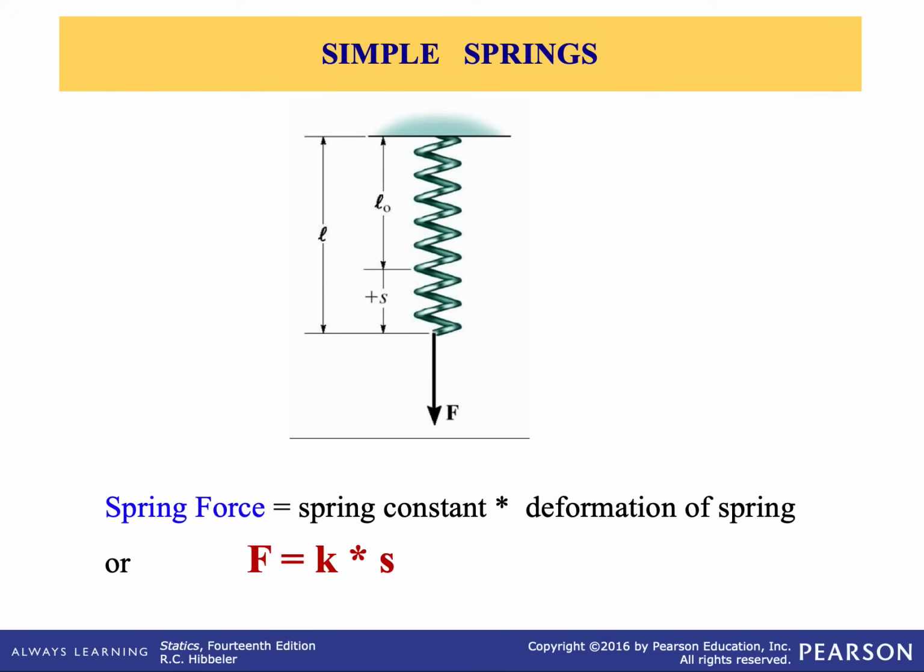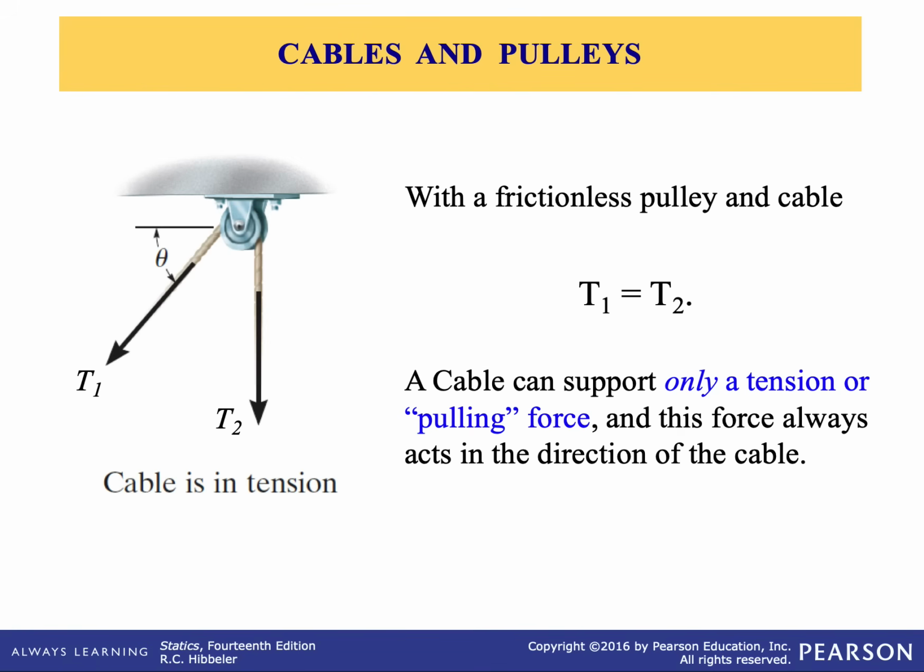Okay, one more thing we need to mention is the frictionless pulley and cables. That's an important concept in analyzing statics problems. So if you have a system like this, and this is the pulley here, a frictionless pulley and cables, we have two tension forces around it on the cables, and T1 and T2 should be equal as long as this is a frictionless pulley. And we're going to use this in a lot of problems. So if you see such a structure, you know that T1 and T2 are equal quantities. And keep in mind that the cable can support only tension or pulling force, and this force always acts in the direction of the cable.